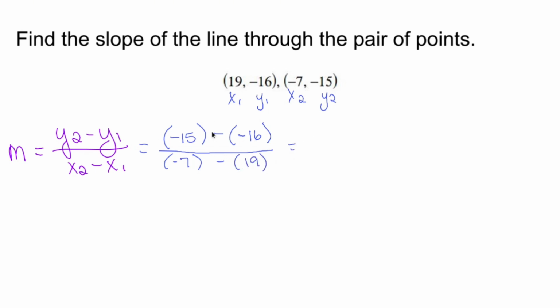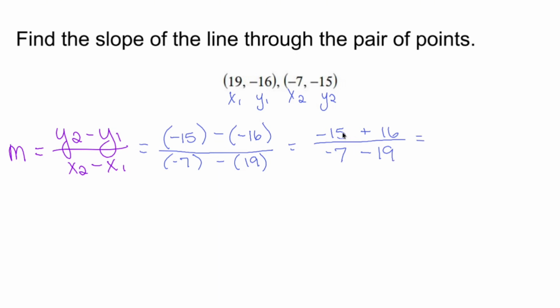Now I'm going to clean up each part. If there's nothing in front of the parentheses, I don't need the parentheses. So negative 15 doesn't need parentheses there. This is a double negative, and a double negative makes this number positive. So minus negative 16 is the same as plus positive 16, so I'm going to clean that up. Nothing in front of parentheses negative 7, so I don't need the parentheses. And minus parentheses 19 is just minus 19.